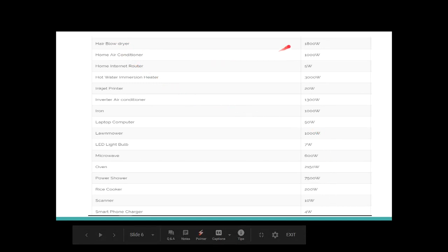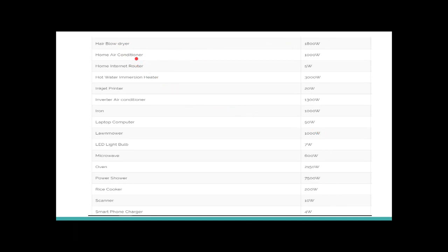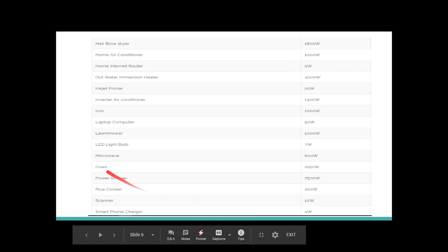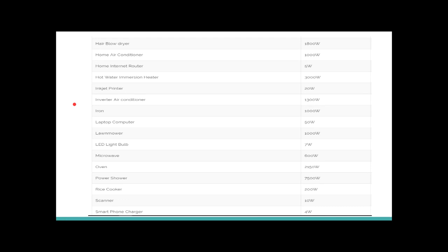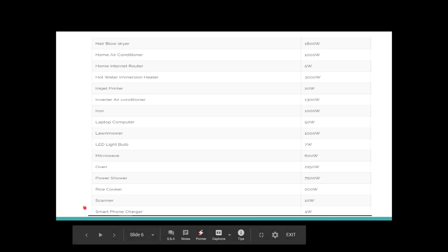The hair dryer, at 1800. Home air conditioner, 1000. You'll notice all the way down here, you can pause the video and take a look at the different amounts of wattage that are used. Smartphone charger, you can see is very little actually.